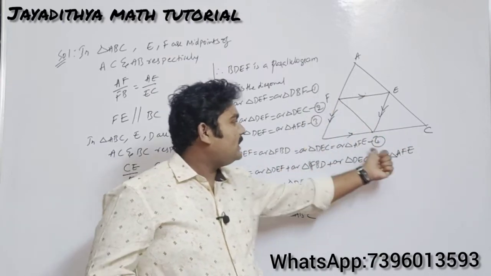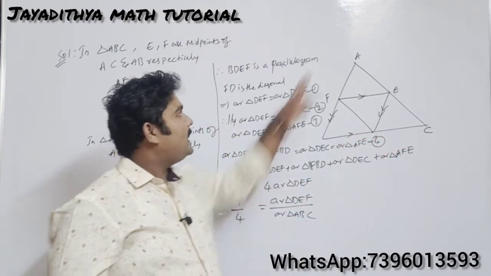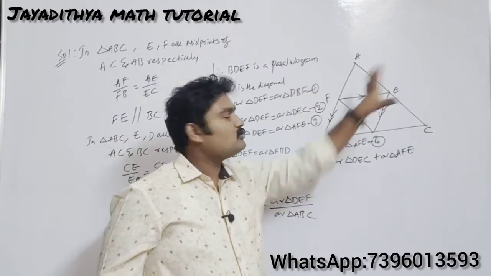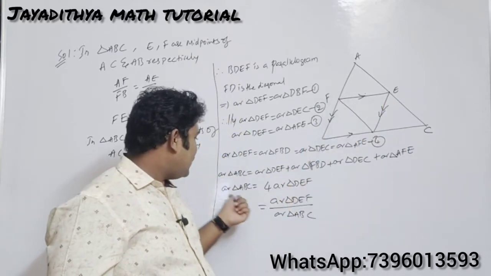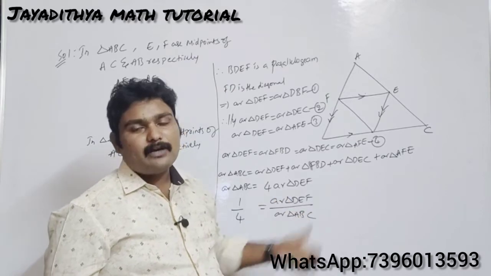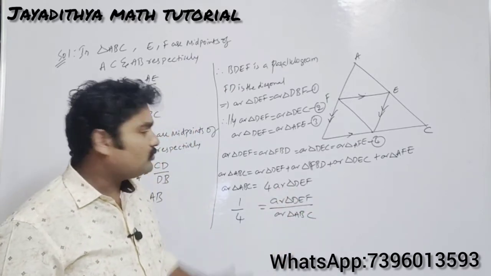So you have written that statement as equation 4, and in the last equation what you have done, area of triangle ABC will be equals to sum of areas of all the 4 triangles. So you have written that statement and you have written that area of triangle ABC will be equals to 4 times of area of triangle DEF. So from there we got the ratio, that's all.